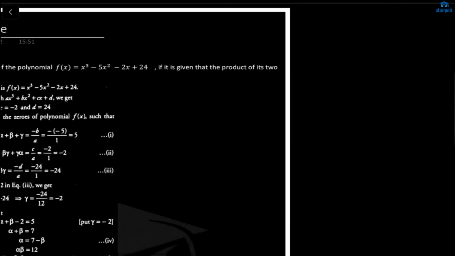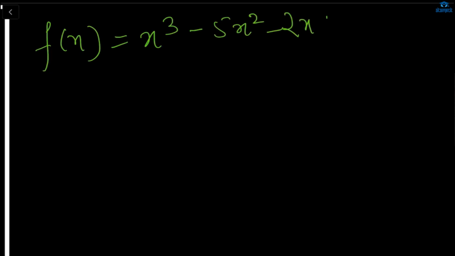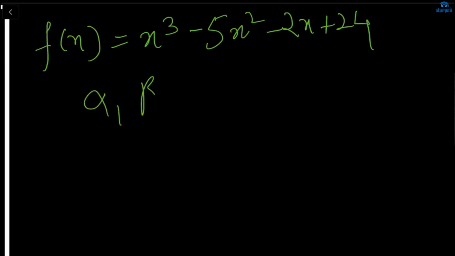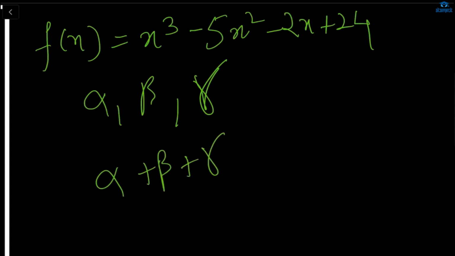Now here, what is the question? The given polynomial is f(x) equals x cubed minus 5x squared minus 2x plus 24. Okay, this is the given polynomial. Now if you compare this polynomial with ax cubed minus bx squared minus cx plus d, you can directly see the relationship between the coefficients and the zeros of a cubic polynomial. If alpha, beta and gamma are the zeros of this polynomial, we are supposing that, then the sum of the zeros, alpha plus beta plus gamma, will be minus b by a.